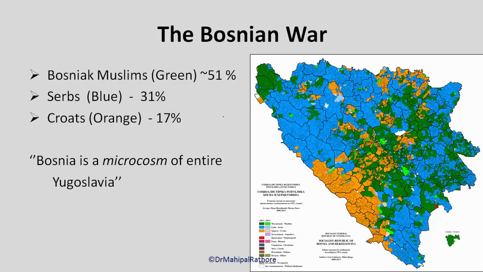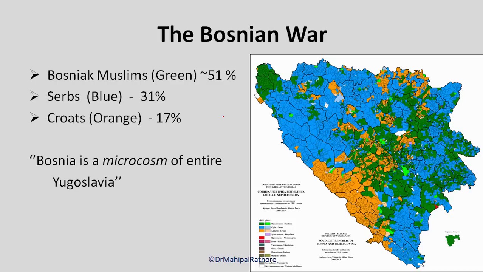Now we come to Bosnia, the third and the most brutal war. This is the conflict that everyone remembers. This is the one that you will see in movies because the most bloodshed happened in the Bosnian War. The genocide happened in the Bosnian War. Why did it happen here? Because of the religious and ethnic mix.